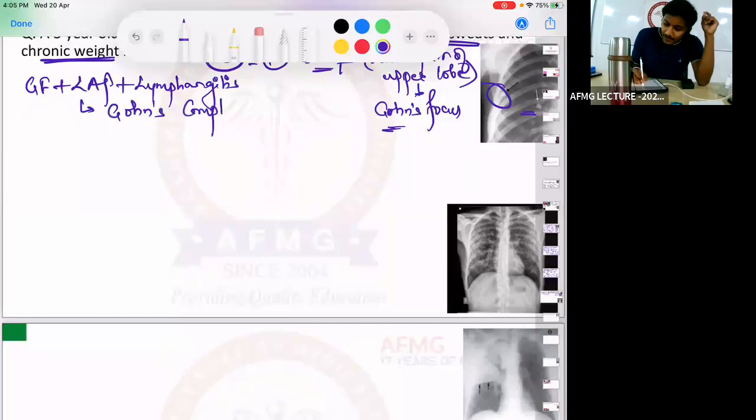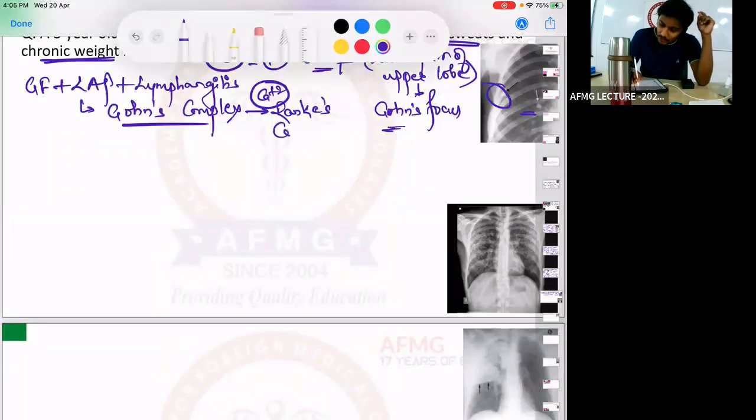Ghon's complex. And if the patient has good immunity, then there would be calcification of this Ghon's complex. And calcification of Ghon's complex would be called Ranke's complex.